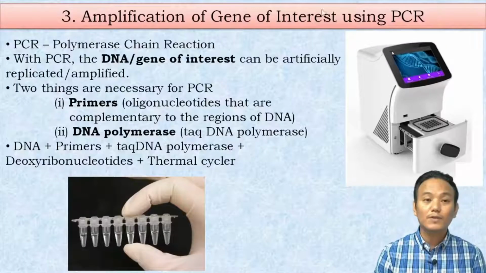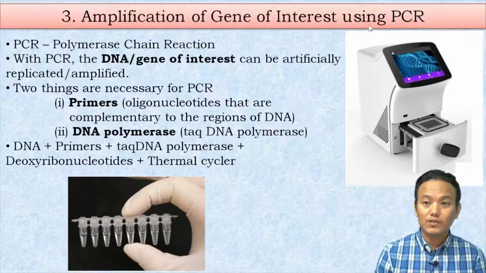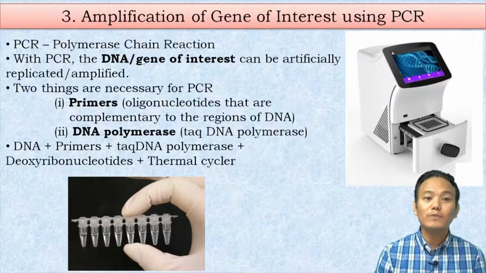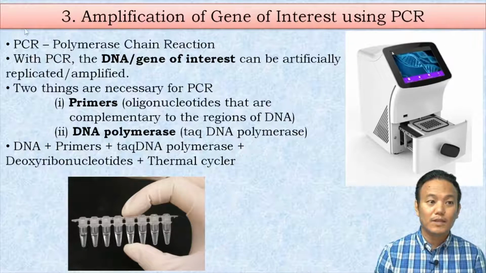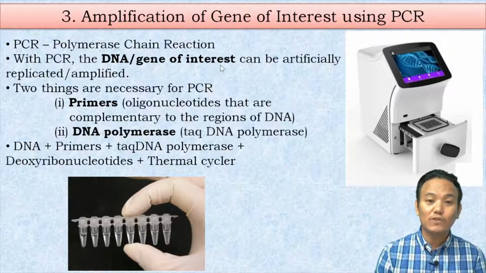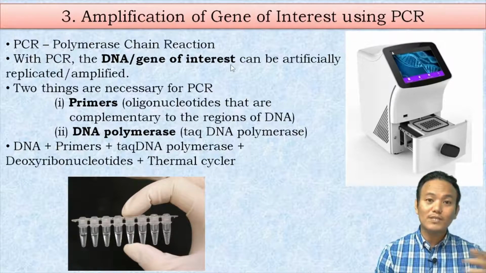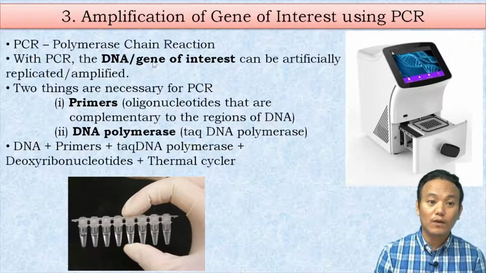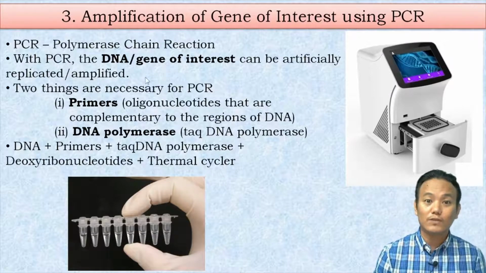The third process is amplification of gene of interest using PCR. PCR stands for polymerase chain reaction. In this process, we amplify or artificially replicate the DNA or the gene of interest so that its quantities become manifold. With the help of this process, we increase the amount of our DNA or the gene of interest. So two things are required for us to do that.